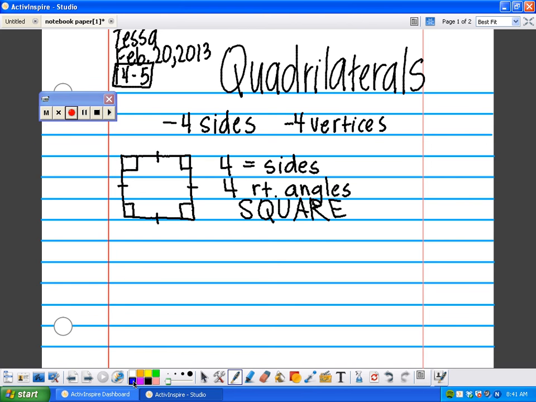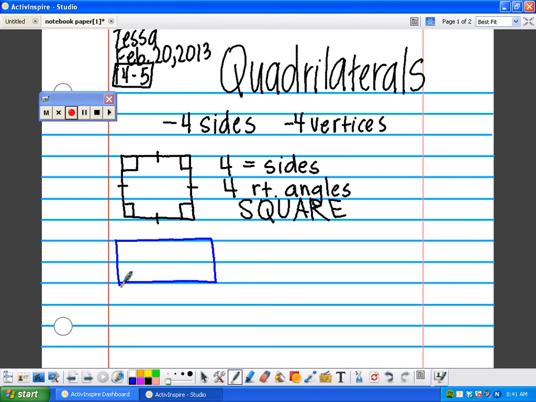I'm going to go to the next most common quadrilateral. What's the next one you learn in probably pre-K or kinder? A rectangle. Okay, so I'm going to draw a rectangle. What do I know about a rectangle from pre-K and kindergarten? They're not all of the sides are equal. What do I know about the sides though? 2 sides are long, 2 sides are short.